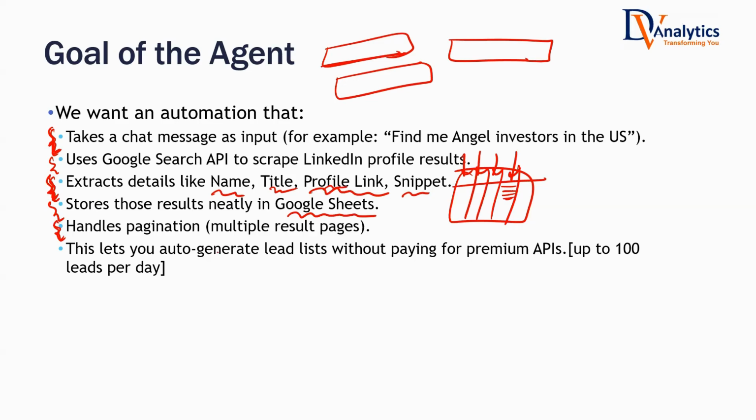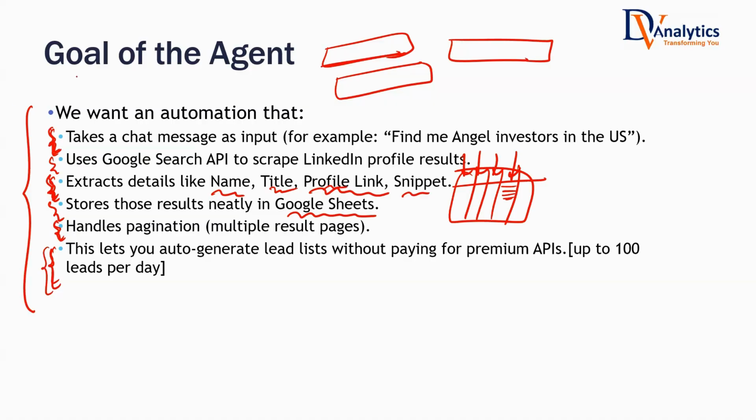This lets you auto generate the leads without paying premiums to APIs. Actually, we have to pay the premium, but somehow there is a roundabout way. Somehow we can get nearly up to 100 leads per day. So if we let it run from a certain number of accounts, maybe within 1 week or within a month, we can get thousands of leads. So how do we do this lead generation from LinkedIn? This is the problem that we will try to solve.